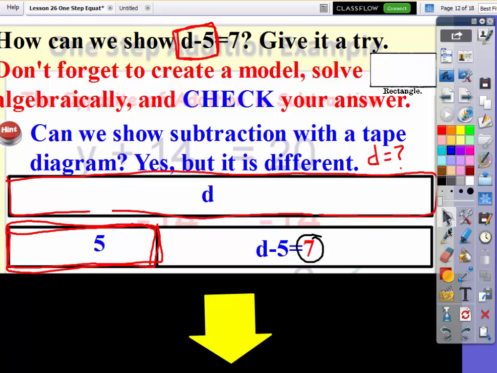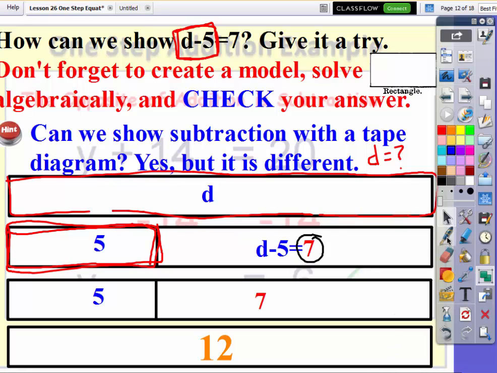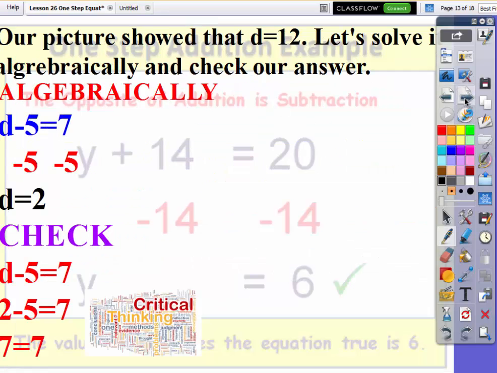I know it's going to be confusing, so when we do it algebraically, you're going to see how it looks much easier. But if you notice, once I simplify, I get rid of this D take away 5. I'm left with just that 7. I have 5 and 7. That 5 and 7 is this D up here. And so what is 5 plus 7? Well, that's 12. So let's check our answer algebraically.